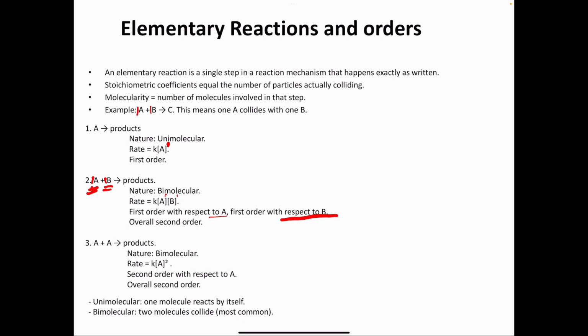Then consider a third situation where 1 A reacts with 1 A to give us the products. Still two molecules are reacting, so it's going to be bimolecular. However, the rate equation is going to be k into the concentration of A squared, since two of these are reacting and they're the same. So it's going to be second order with respect to A and second order overall.